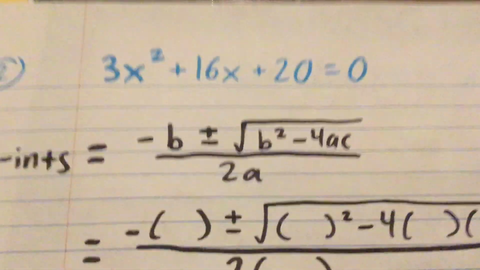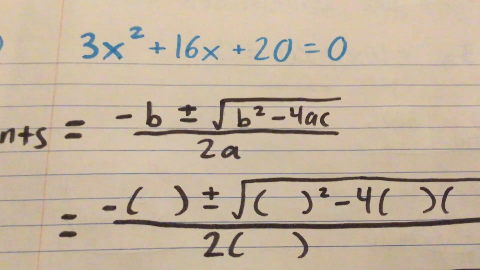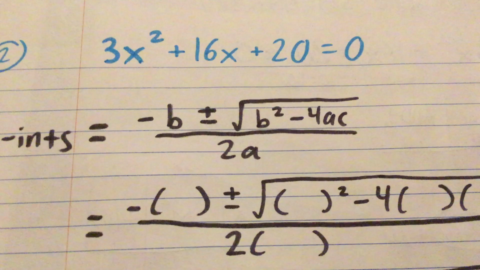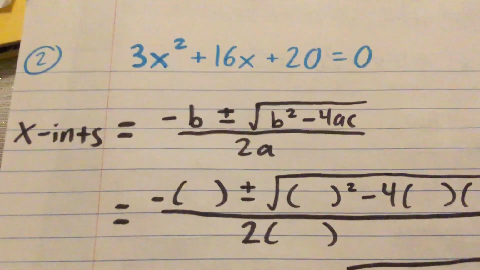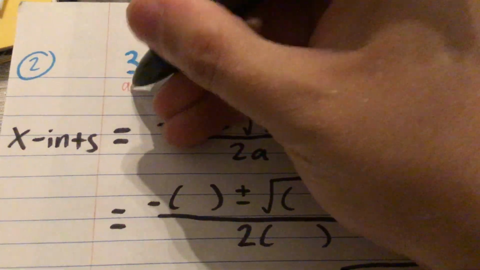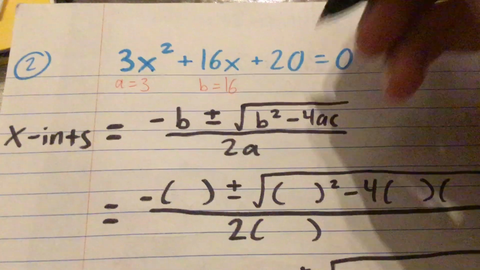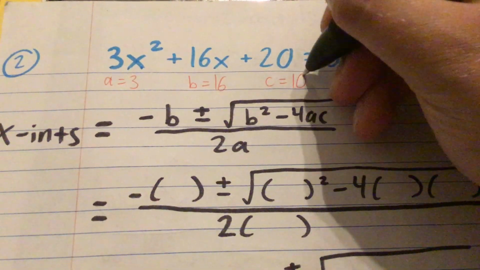Okay, so 3x squared plus 16x plus 20 is equal to 0. If factoring is too hard, there's another way, the quadratic formula. So what we do, yet again, is we label our a equals 3, our b is equal to 16, and our c is equal to 20.